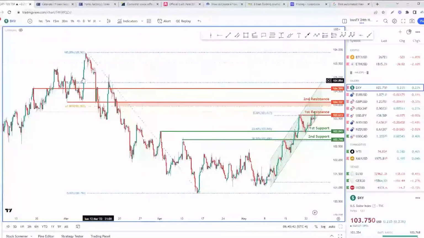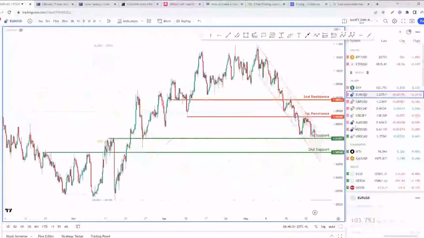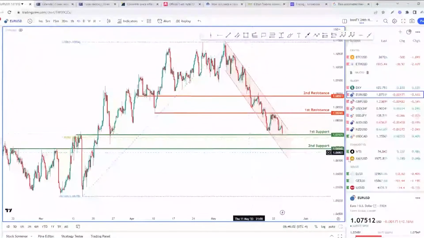So if the dollar index is rising, then naturally we would expect euro dollar to fall, pound dollar to fall, and of course dollar yen to rise. So let's take a look at how those currency pairs are faring. Right. So here we go.